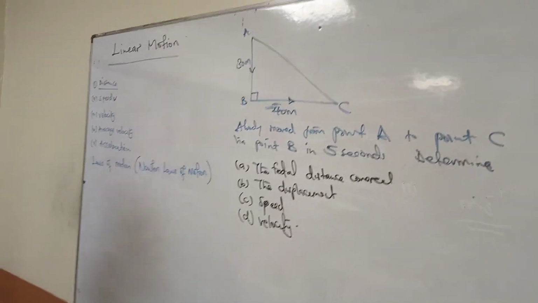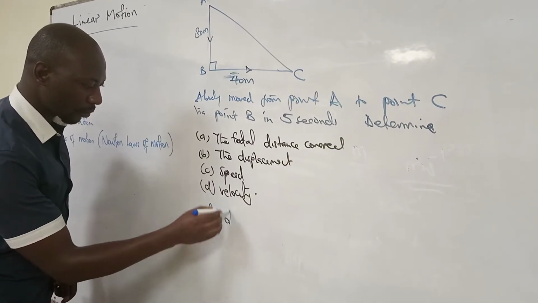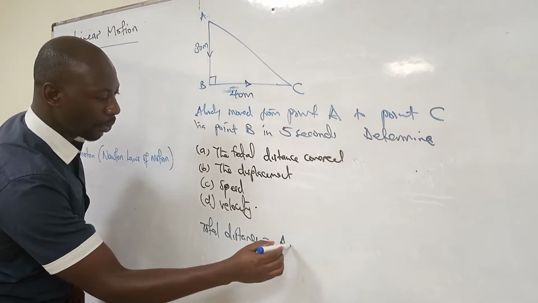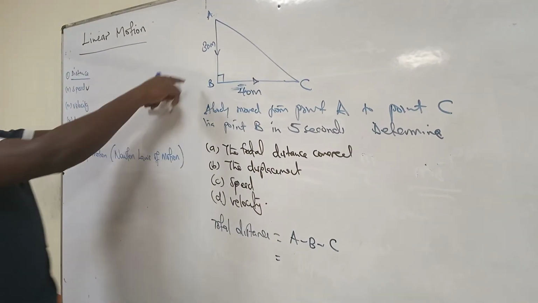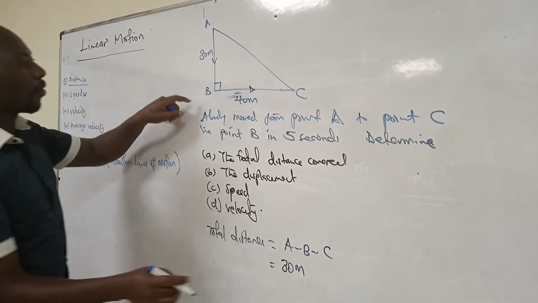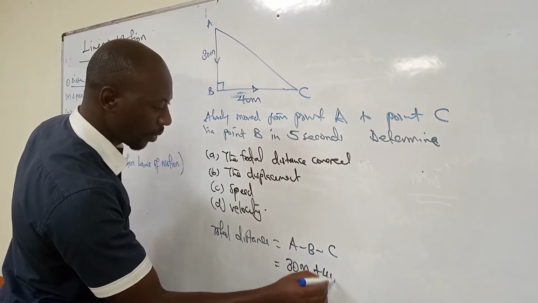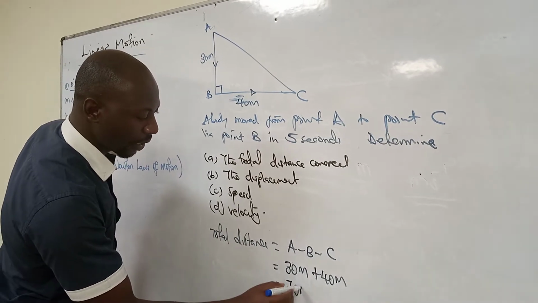So the total distance covered will be given as from A to B, then from B to C. And from A to B, we've been given that it is 30 meters, and from B to C is 40 meters. So you add 40 meters. So the total distance shall be 70 meters.